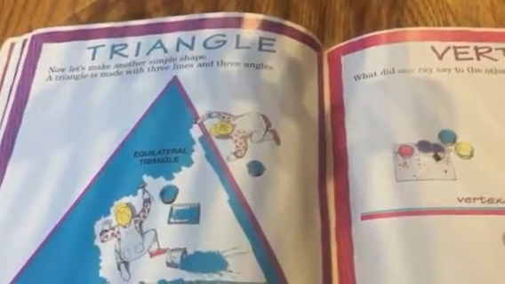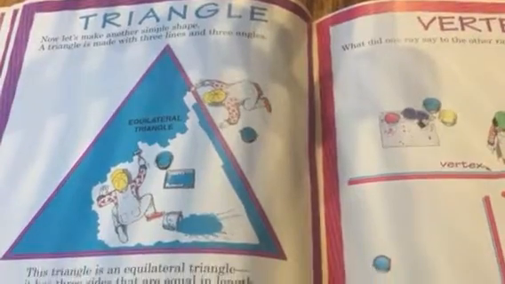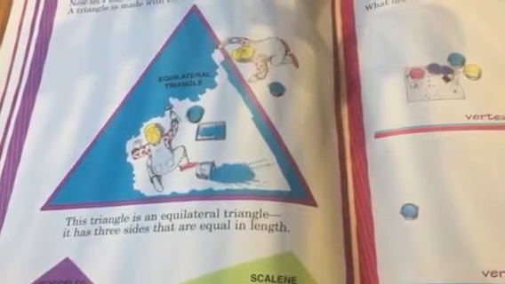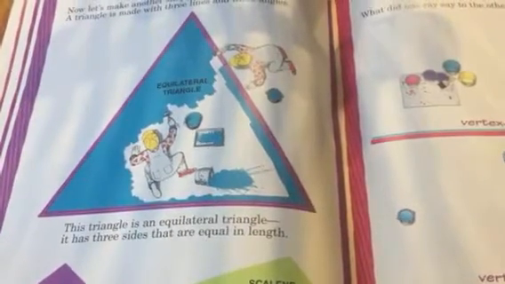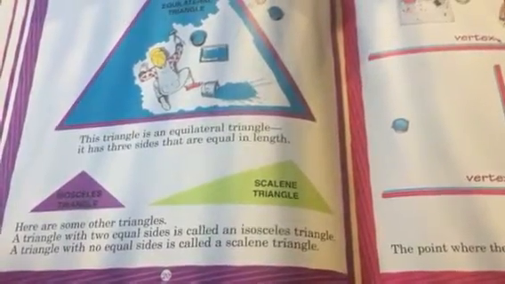Triangle. Now let's make another simple shape. A triangle is made with 3 lines and 3 angles. This triangle is an equilateral triangle. It has 3 sides that are equal in length. Here are some other triangles.